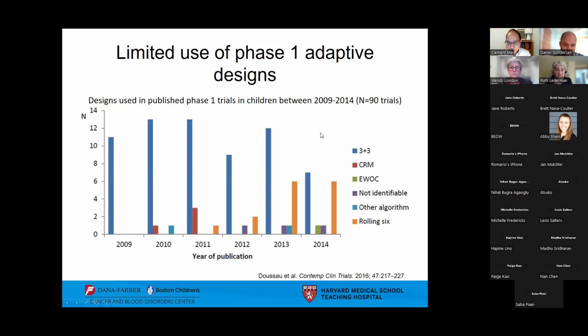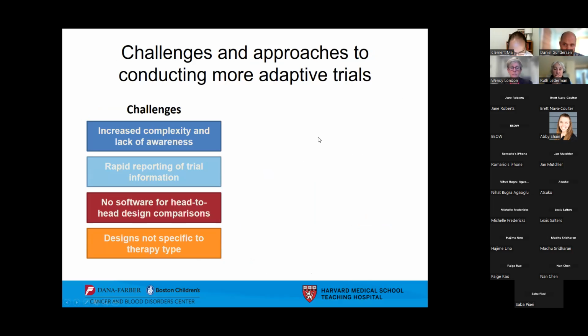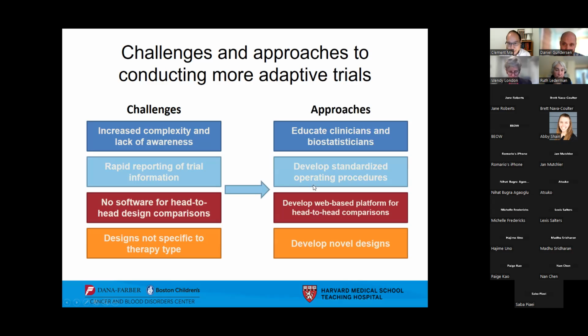And part of my work when I was back in Boston was really trying to think about how we can get investigators to use more adaptive designs in their trials. We identified a number of challenges, and we proposed a variety of different approaches to address these challenges. And today I'm going to focus on just one of these particular challenges: we discovered that there's not really great software that allows head-to-head design comparisons that's usable and accessible for investigators.